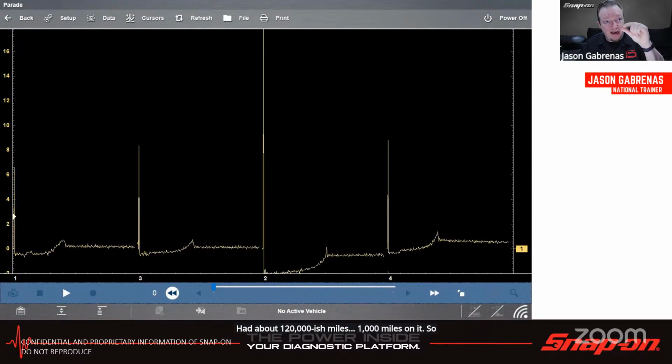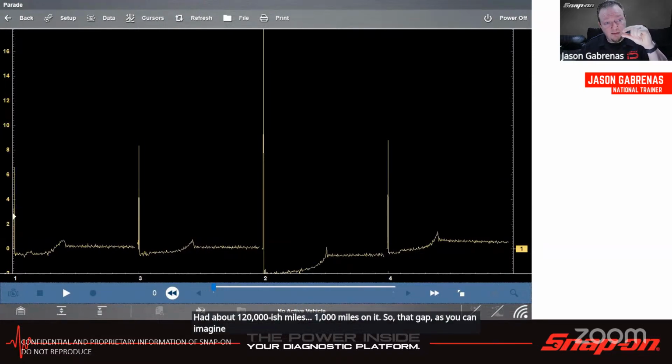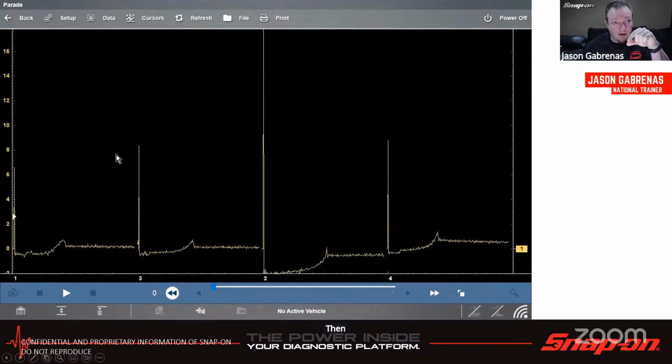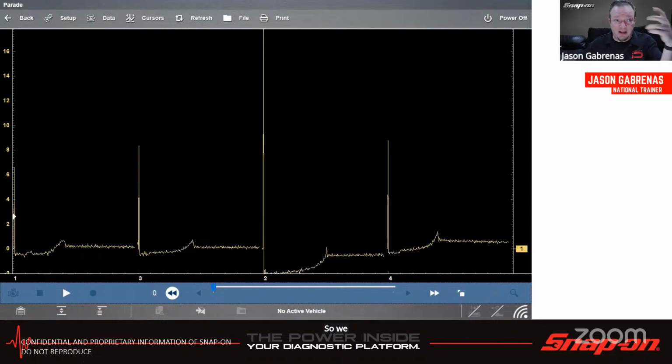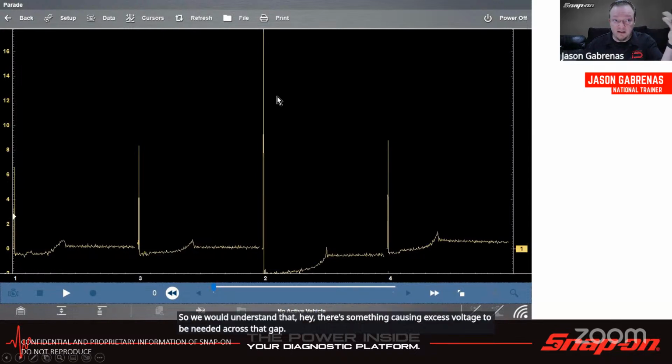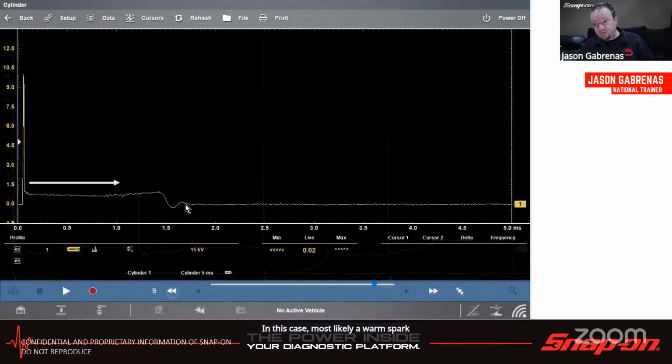So that gap on the spark plug was considerably wider than one on a brand new spark plug. So with that, we can see the firing line, the voltage required to cross that larger gap. So we would understand that, hey, there's something causing excess voltage to be needed across that gap. In this case, most likely a worn spark plug. So that's the firing line.